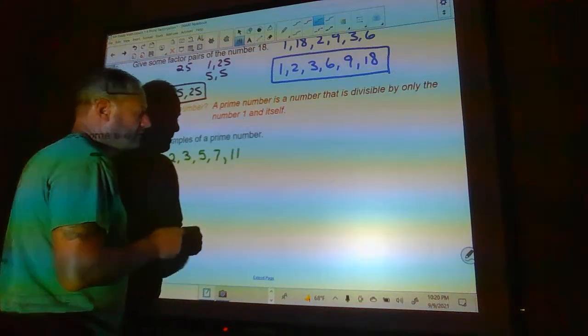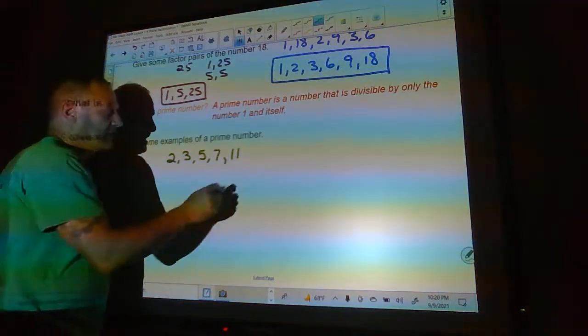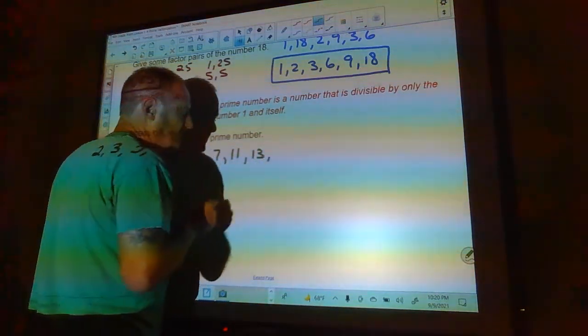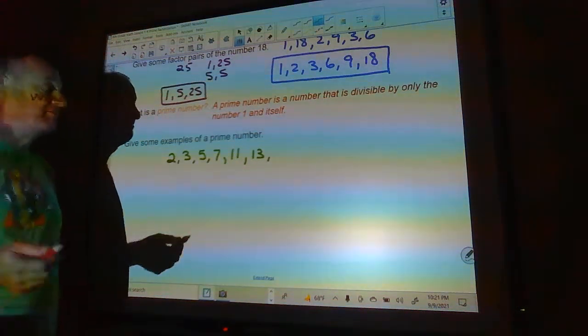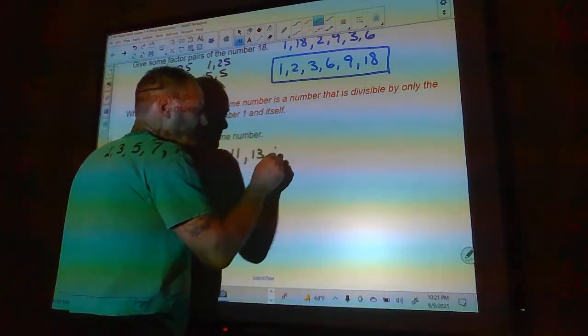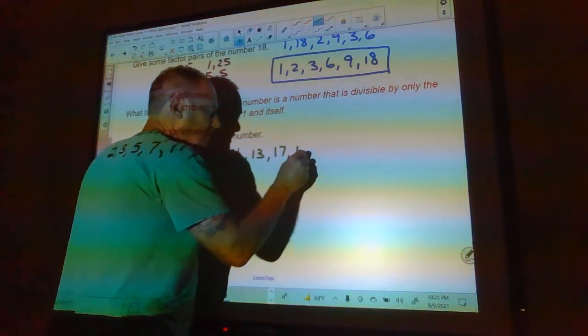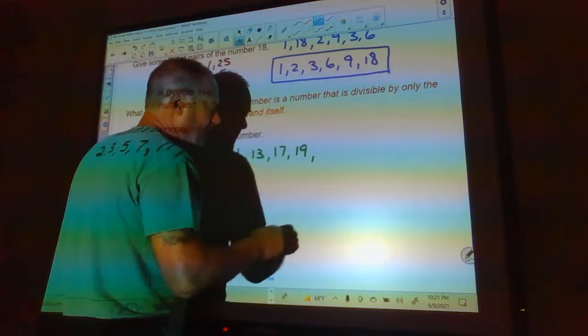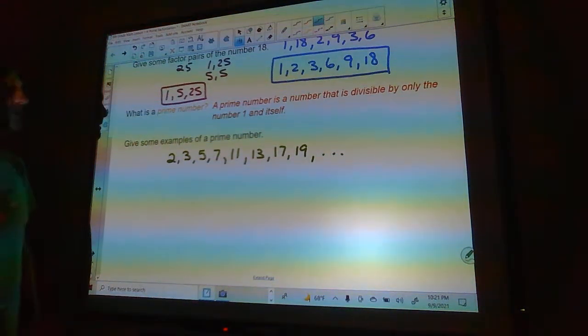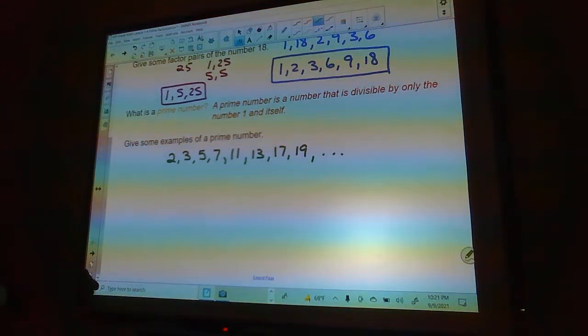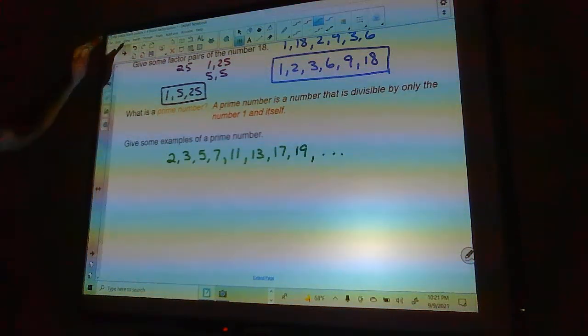11, 13. You'd skip 15 because you could do 1 and 15, and you could do 3 and 5. 17, 19, and so on. They keep going on forever and ever. So those are prime numbers.